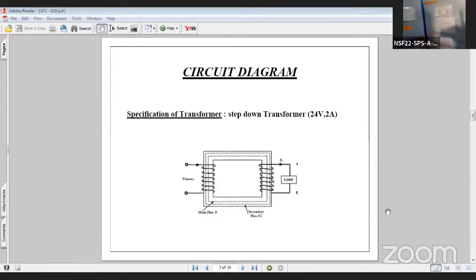Can you please explain this? Ma'am, currently I don't have a circuit diagram. I will explain what I did, ma'am. Okay.